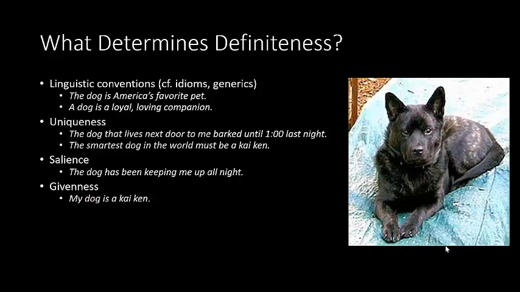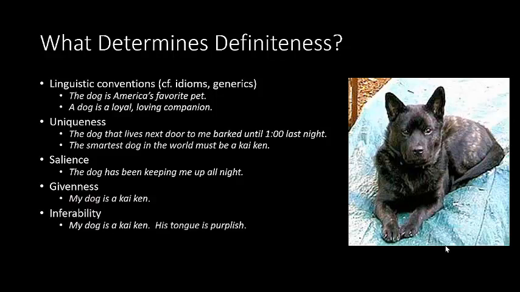Givenness. My dog is a Kai Ken. That only really makes sense in a situation where we assume that the hearer is already familiar with my having a dog. And so that discourse referent already exists for my addressee.